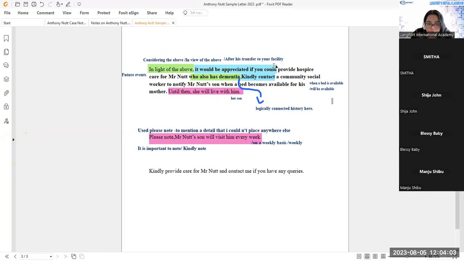Excuse me, ma'am. If we use connectives like "for which" 2 times in a letter, is there any problem? You can see I have repeated. I've used "who" 3 times or 2 times, right? But I did not use it in the same paragraph. I used it in different places. Then it's okay. Repetition is okay, Shija. But in the same paragraph 2 times, that's not recommended. But in different places, it's fine.